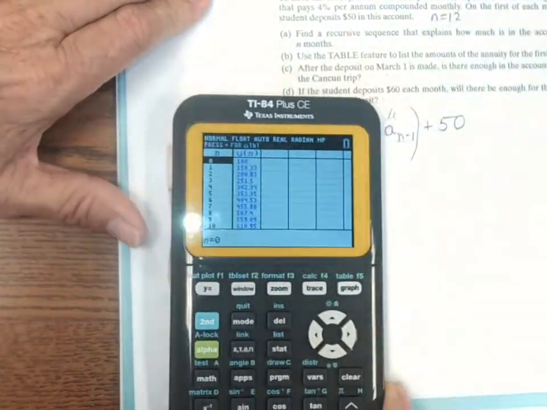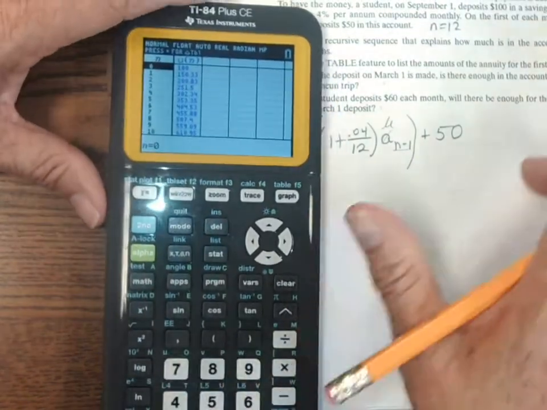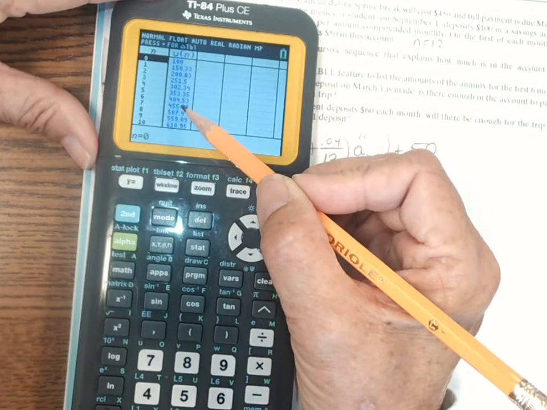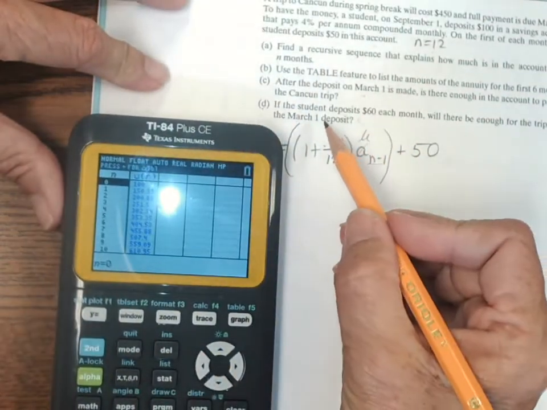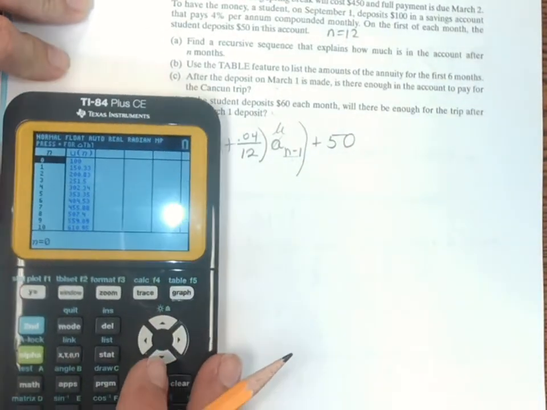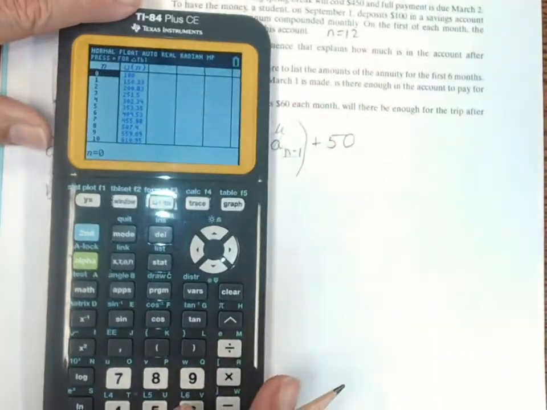Part C, after the deposit on March 1st, is there enough money to pay for the Cancun trip? After the 6th month, there's $404 and 53 cents in there. So no, there's not enough. Then we come back and say, if the student deposited $60 each month instead of $50, would they have enough? Well, I've got to change my recursive sequence.